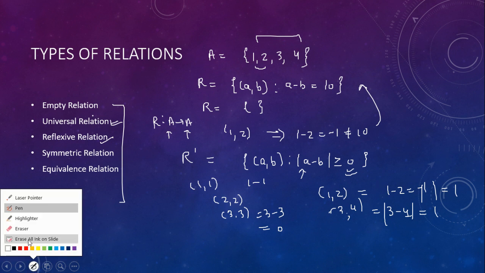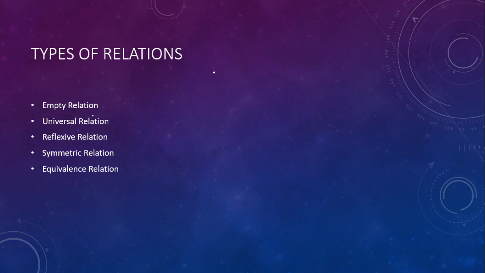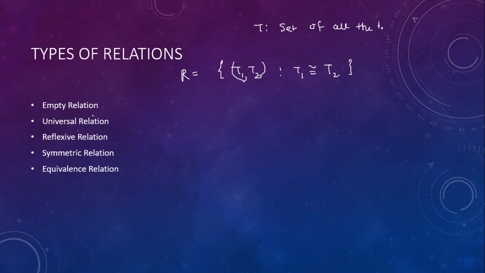So what do you mean by reflexive? If I ask you that you have the relation T1, T2 with you, where T is the set of triangles, taken from a universal set where T is the set of all the triangles, be it scalene, isosceles, equilateral, whatever. So this is a relation.